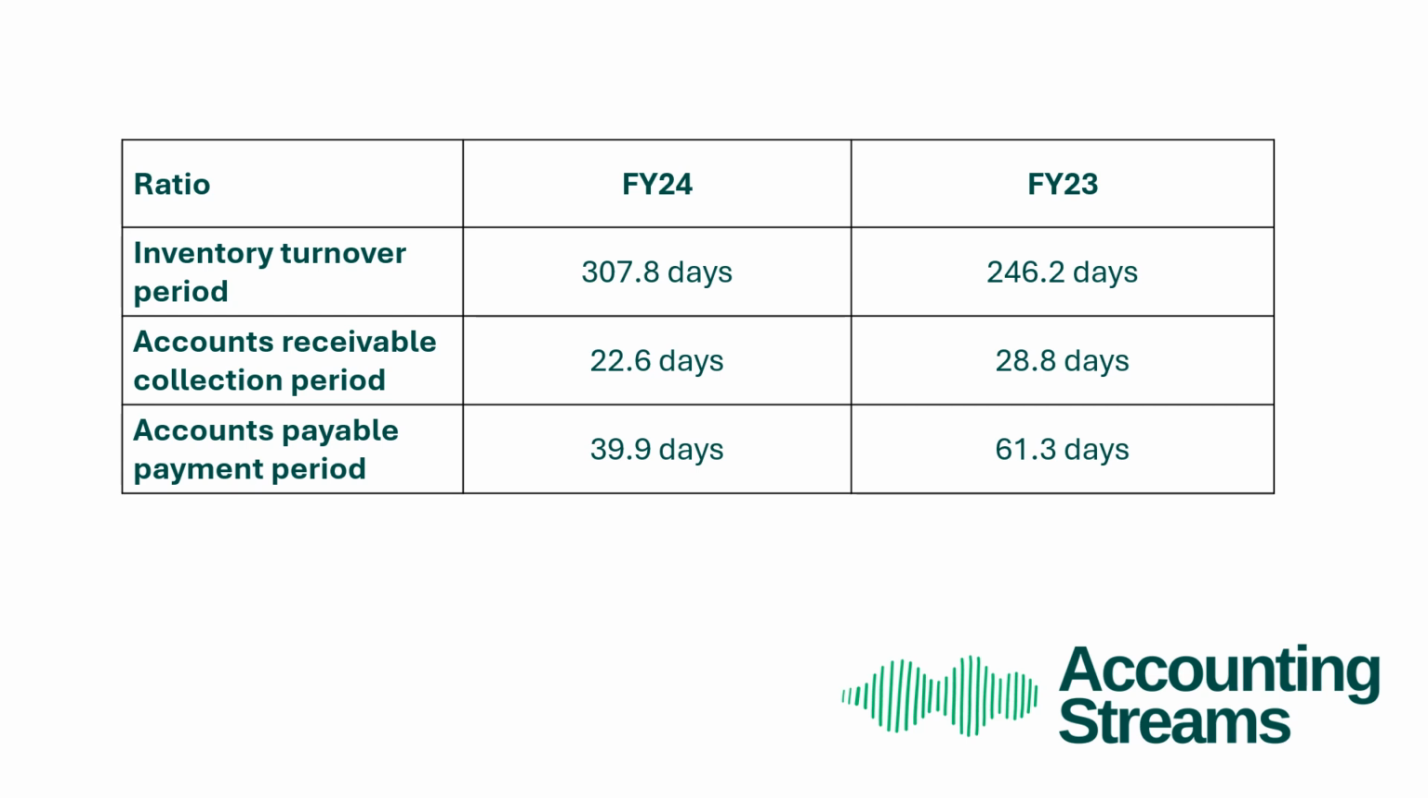Looking at a summary of these ratios, the movements in the inventory turnover period and payables payment period are potentially not good. The movement in the receivables collection period is possibly positive, although we need more information on the credit period offered to customers.